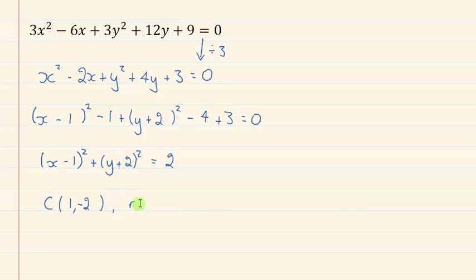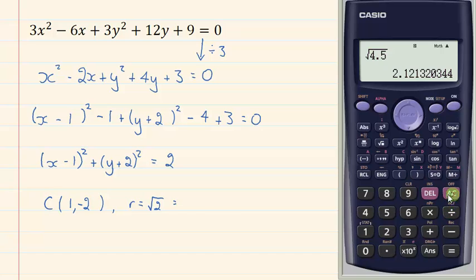The radius is the square root of the number term, the positive square root, which is root 2, and if we want to quote that as a decimal, then it's the square root of 2, which to 2 places is 1.41.